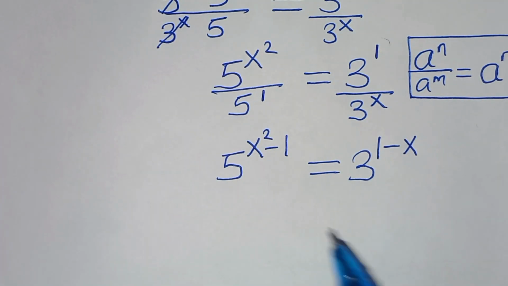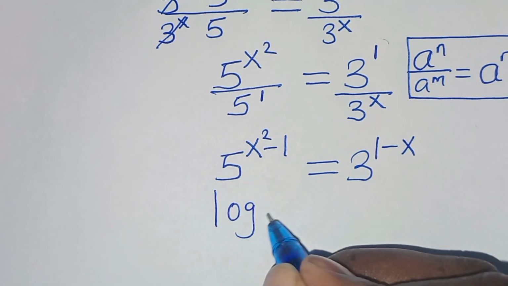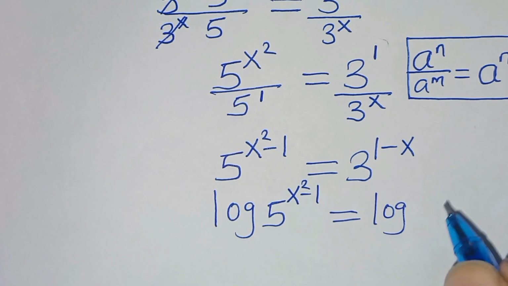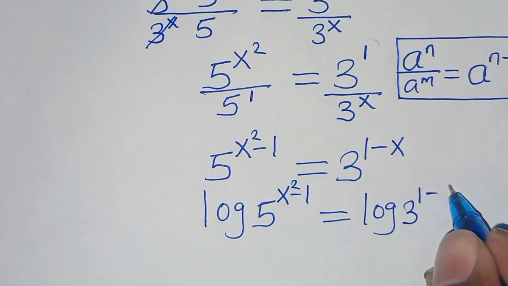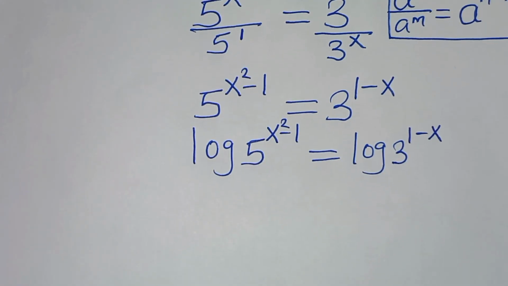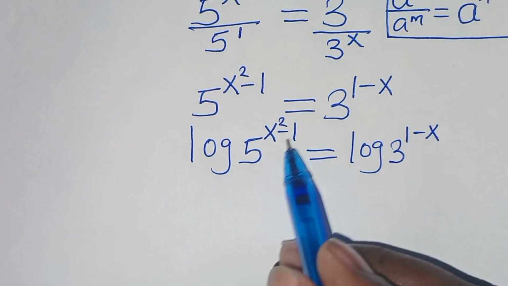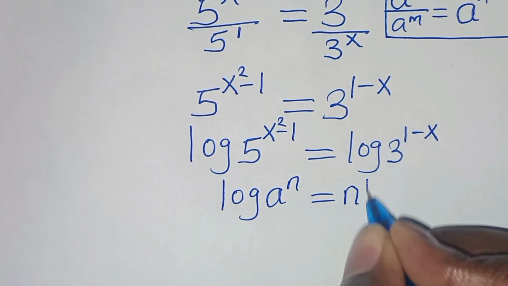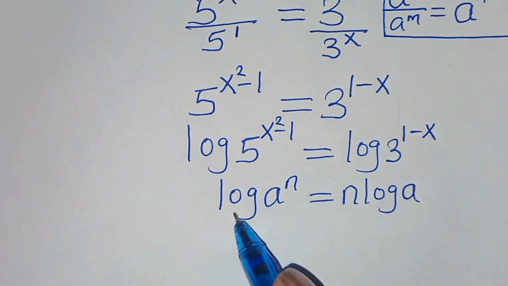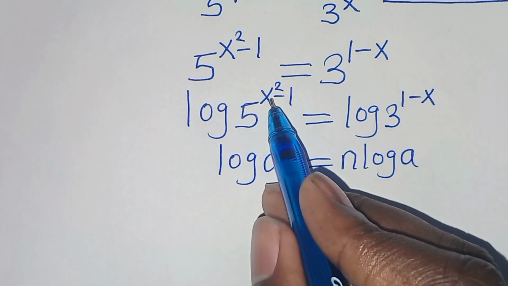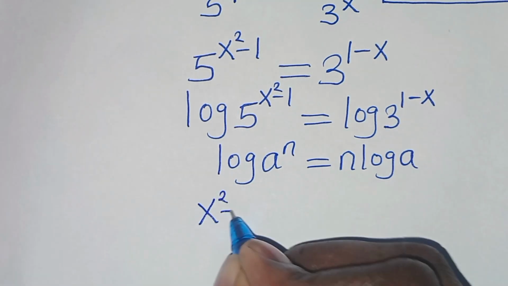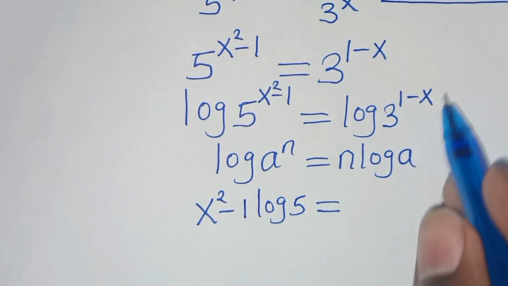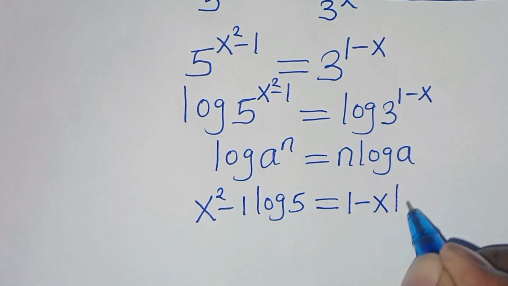Now, to solve for x, we introduce logarithm on both sides. We have log 5 to the power of x squared minus 1 equal to log 3 to the power of 1 minus x. This is in the form of log a to the power n, which we can express as n log a. Applying this power rule, log 5 to the power x squared minus 1 becomes x squared minus 1 times log 5, equal to 1 minus x times log 3.